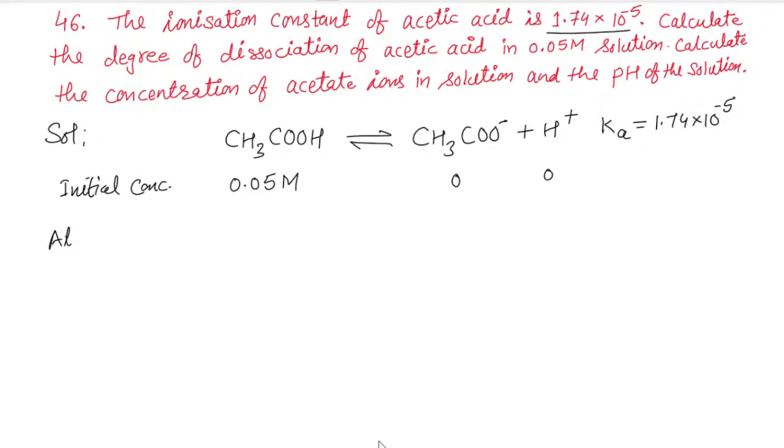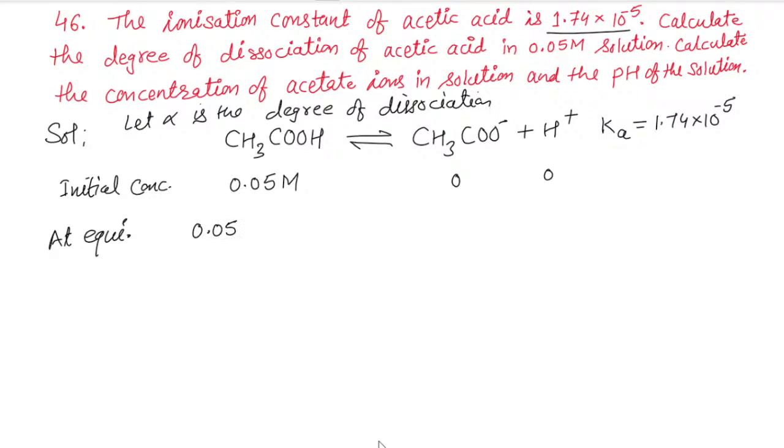Now at equilibrium, if alpha is the degree of dissociation, acetic acid becomes 0.05 into (1 minus alpha), and acetate ion is 0.05 alpha, and H plus is 0.05 alpha. Am I right?